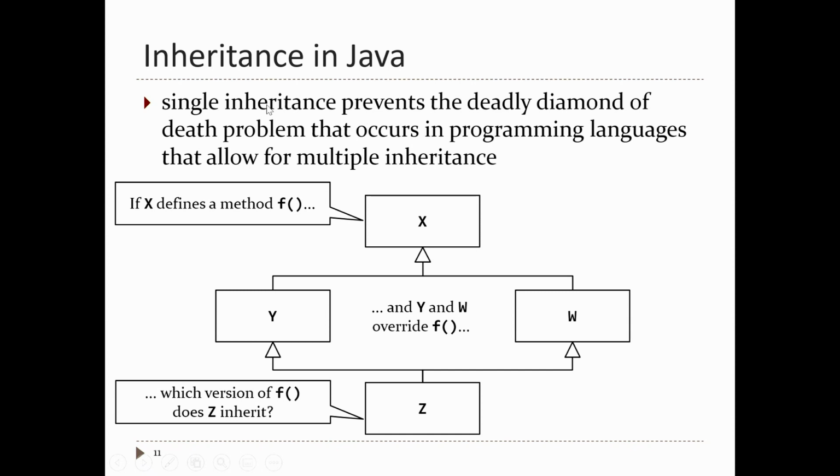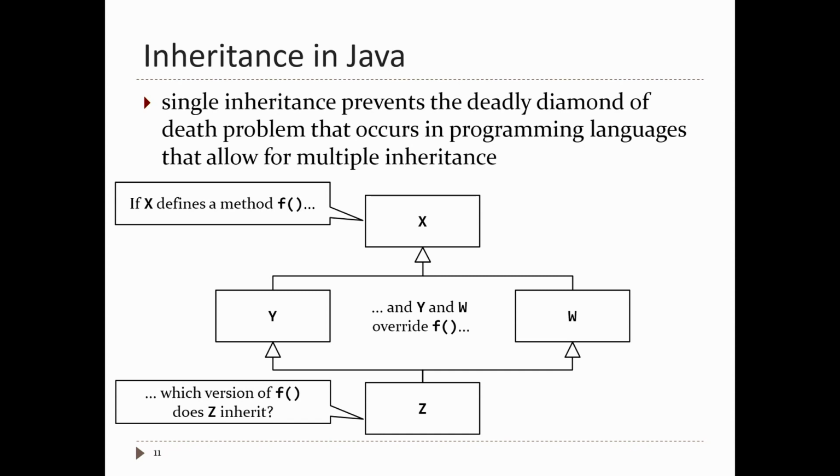So single inheritance, the way Java does things, prevents a problem called the deadly diamond of death that occurs in programming languages that allow for multiple inheritance. It's got a funny name, but if you actually Google deadly diamond of death, you will find the Wikipedia page that describes this problem. So that's actually its real name.